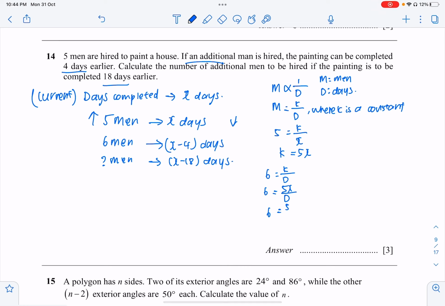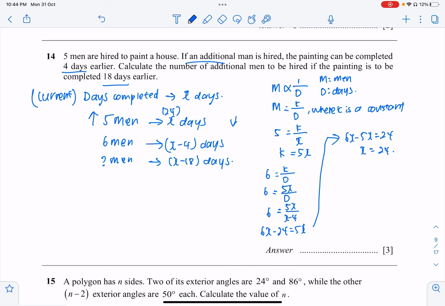So 6 equals 5x over x minus 4, and we know that 6x minus 24 equals 5x. Let's work out the value of x over here. So we have 6x minus 5x equals 24, and x equals 24. So in this case, it takes 5 men 24 days to complete the project.